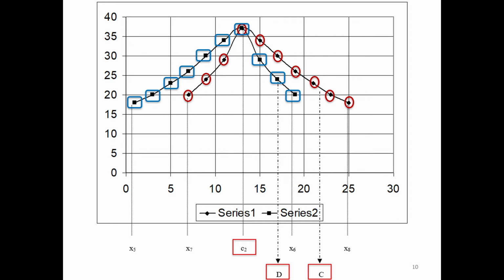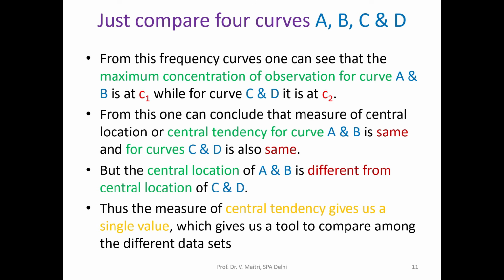So although both the curves are equal, centrally located, with data highly concentrated at the center, C2 at C1, still curves C and D are the same and A and B are the same, but A and B and C and D are different on the basis of central location. Thus the measure of central tendency is a single value, giving us a tool to compare different data sets.